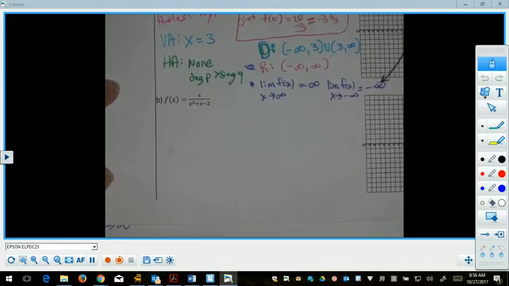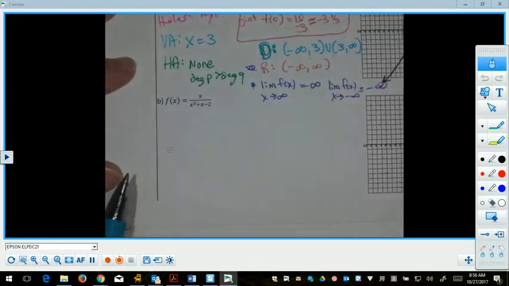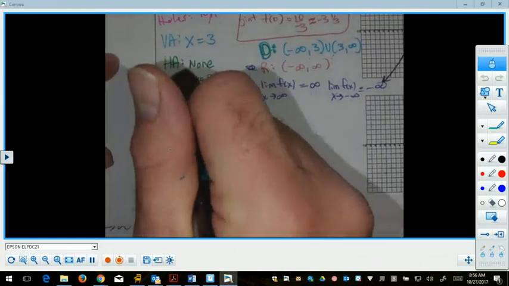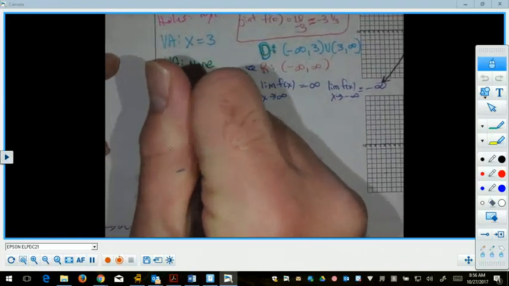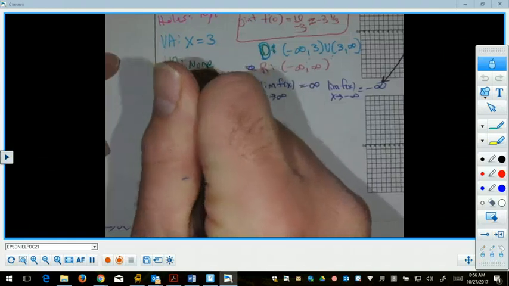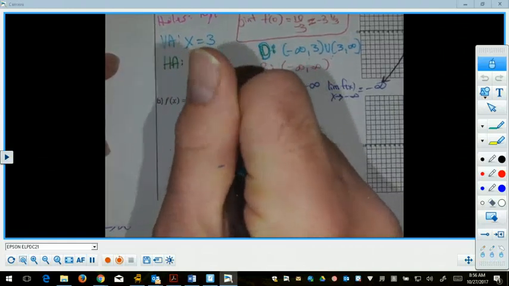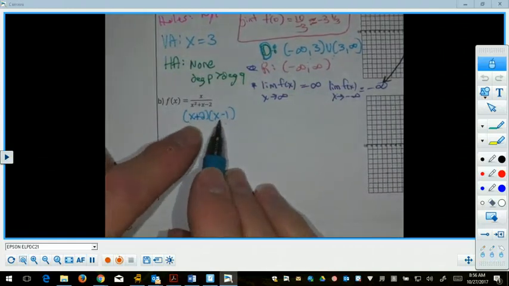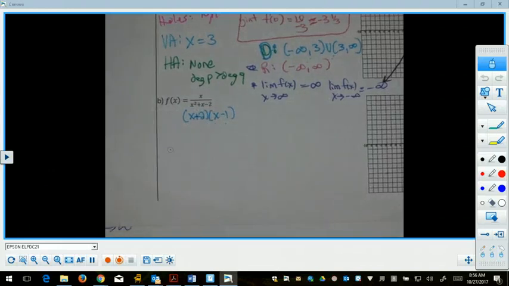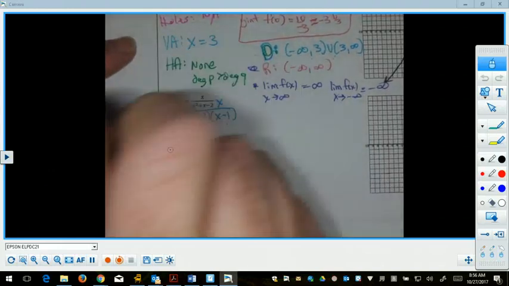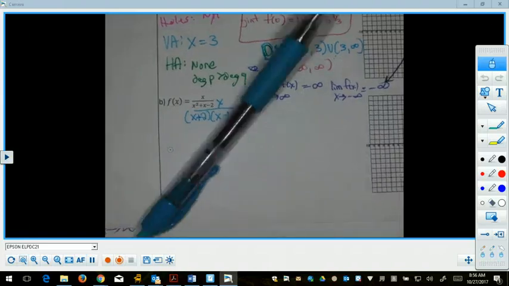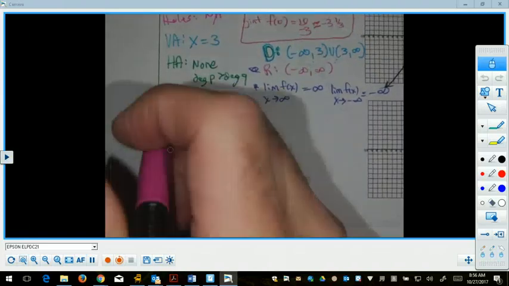The bottom's not factored. Well, it is. Yep, it would be x minus 2 by x, or no, x plus 2 by x minus 1. Multiply negative 2, adds to 1. So it is factorable. But will anything cancel? No. So in this case, I don't have any holes.